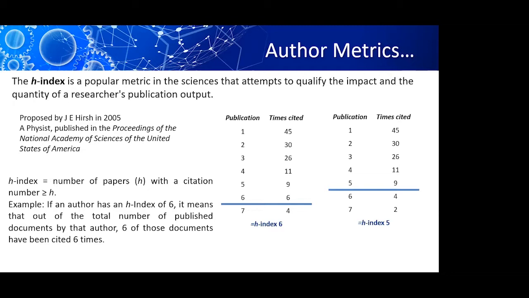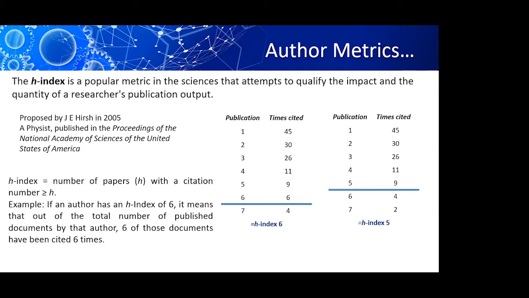To know how we can calculate the H-index, I am discussing 2 examples in tables. You can see in the first table how we have to rank the publications. We list the publications by number in increasing order, that is 1, 2, 3. And in the second column, you can see the citations, the times each publication was cited, arranged in decreasing order. Where the number of citations is equal to or greater than the publication rank, that is the H-index.